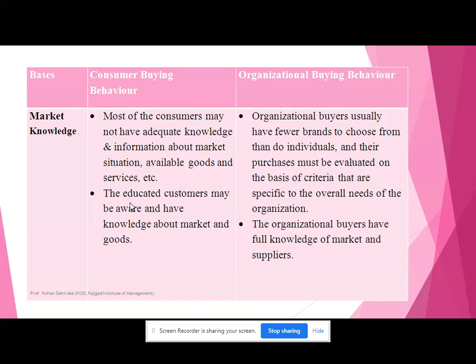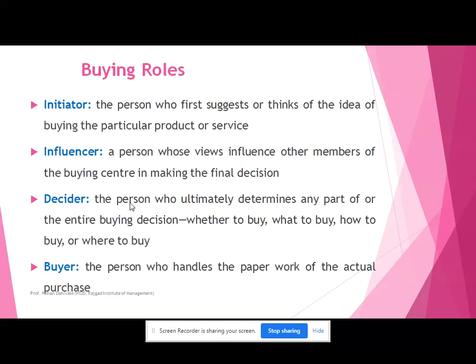Then we will move towards the next part, which is various buying roles of consumers. We are saying consumer buying behavior, but consumers are also playing various roles. Those various roles include the initiator, influencer, decider, approver, buyer, user, and gatekeeper. So what do you understand by these various roles? It is like a play. So we will see these roles of the consumers one by one.